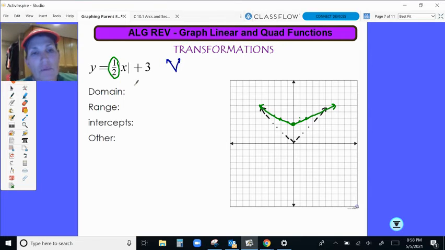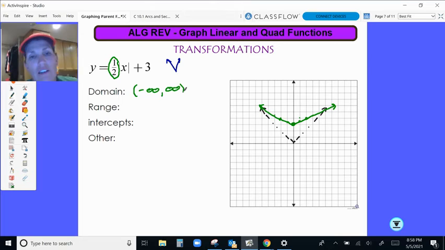My domain is still going to be negative infinity to infinity. My range is going to now, instead of from 0 up, shift up to 3. So we're going to start at 3 on the bottom, and it's going to go up to infinity.